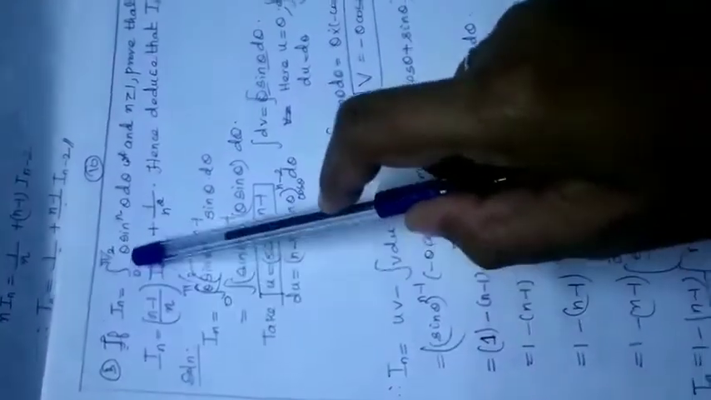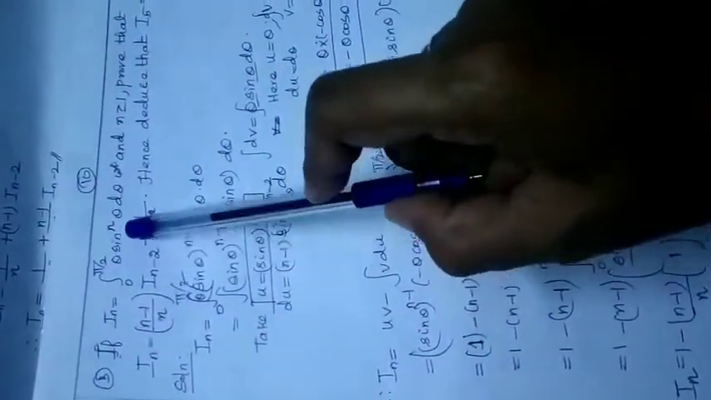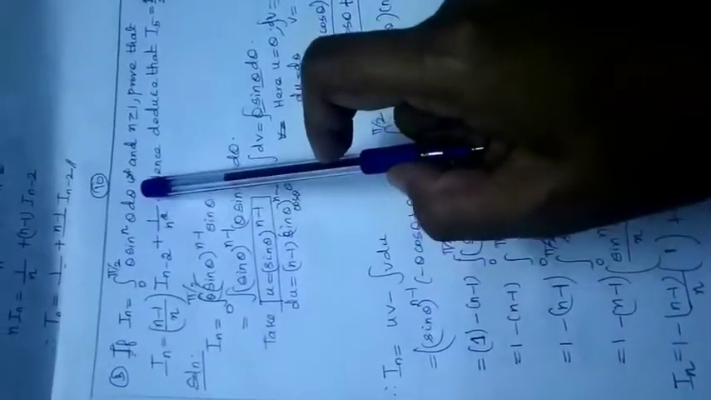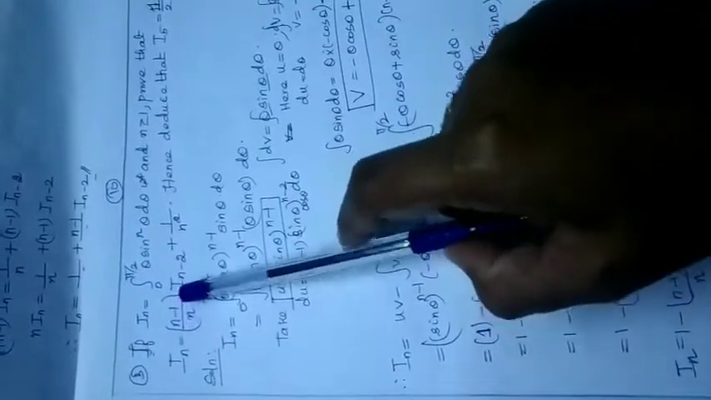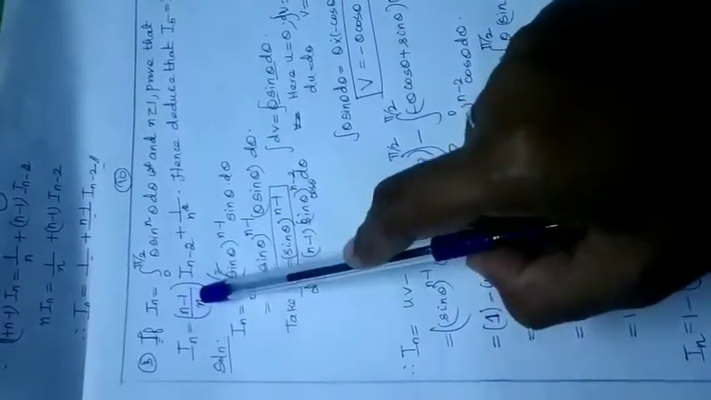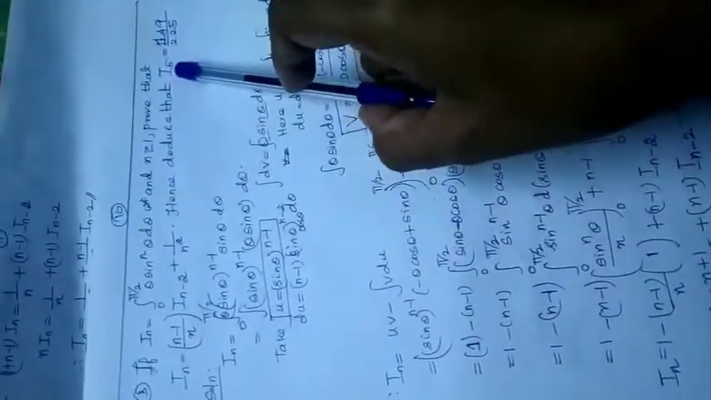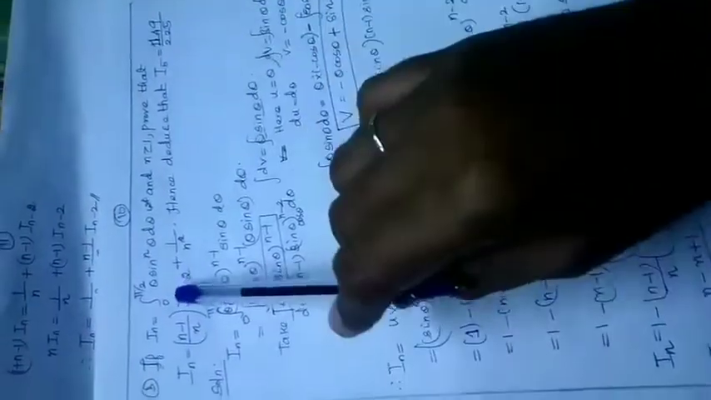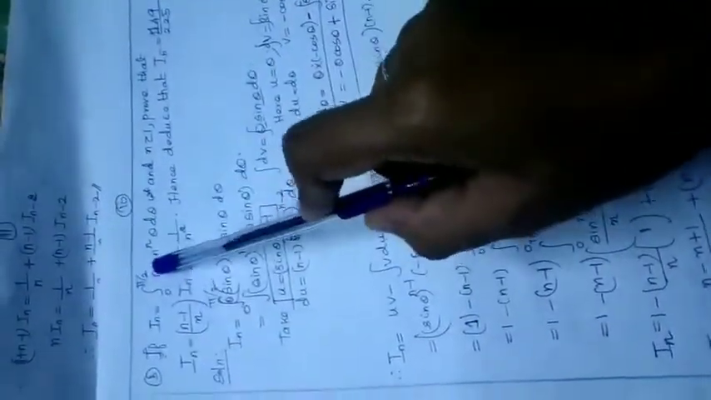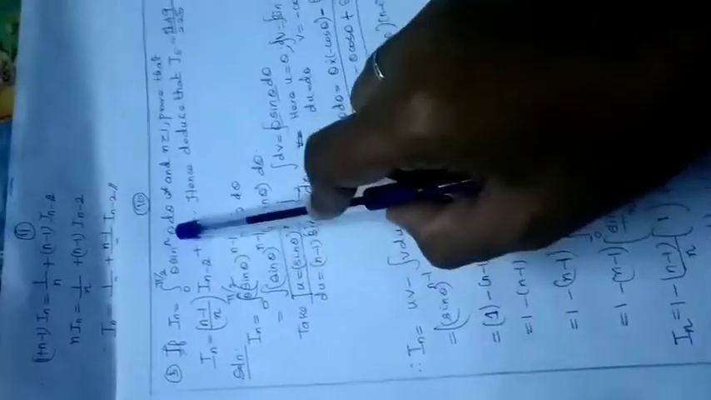Next problem: if I n equal to integral 0 to pi by 2 theta sin power n theta d theta and n greater than or equal to 1, prove that I n equal to n minus 1 by n I n minus 2 plus 1 by n square. Hence deduce that I5 equal to 149 divided by 225, right? So actually they have given some I n. So we are going to find the reduction formula for this I n. And from this we are going to substitute n equal to 5. If you substitute n equal to 5, you should get the value. So this we have to prove. Okay. So this is our problem.